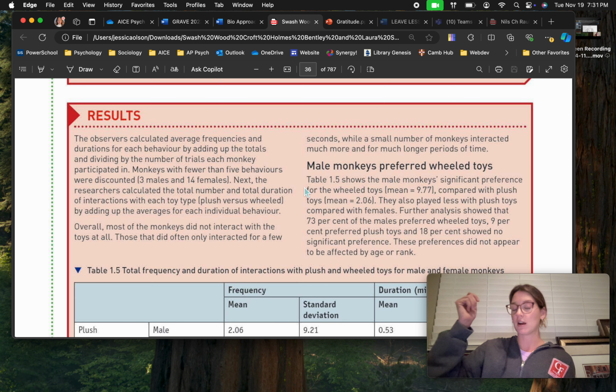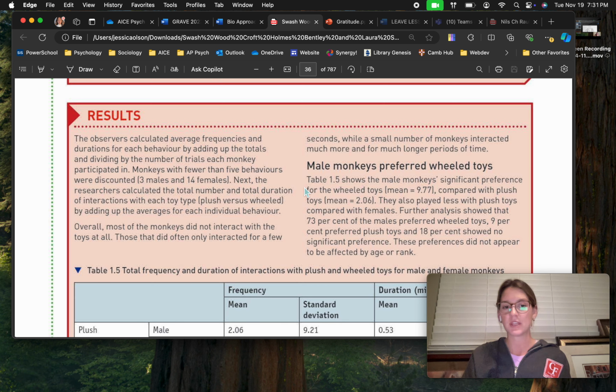So throw up in the air. Remember it's throw up in the air. How many times they threw it up in the air? That would be frequency. And then duration, let's say they just held it. Then they would look on the recording and count how many seconds each, like if it was a plush toy or a wheeled toy, how long it was held for. So how long and then how often. That's duration. How long? Frequency is how often.